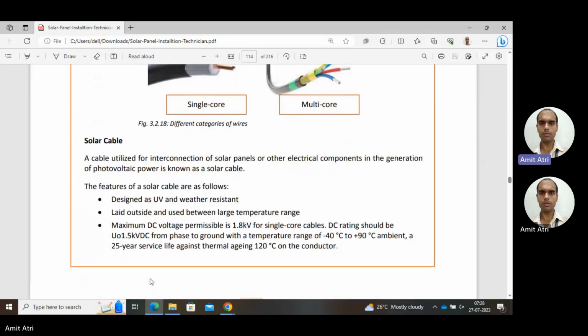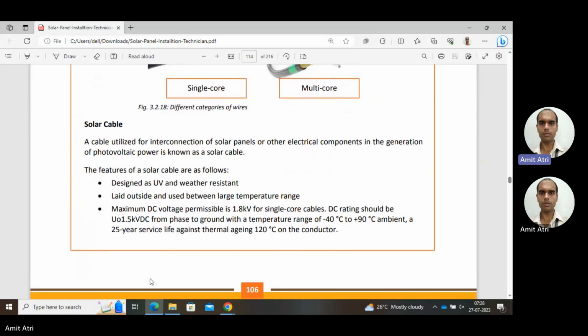Now, solar cable. A cable utilized for interconnection of solar panels or other electrical components in the generation of photovoltaic power, we call it a solar cable. The features of a solar cable are, it is designed to be ultraviolet and weather resistant because it has to be in the sun, in the outer weather. The harsh conditions are there, so it is to be designed to tolerate that outside condition.